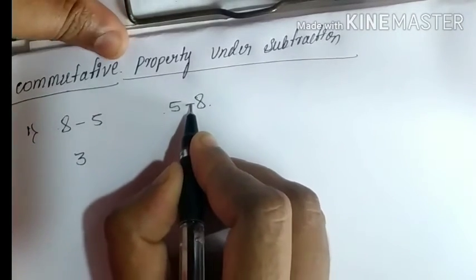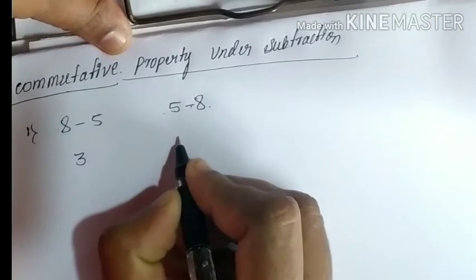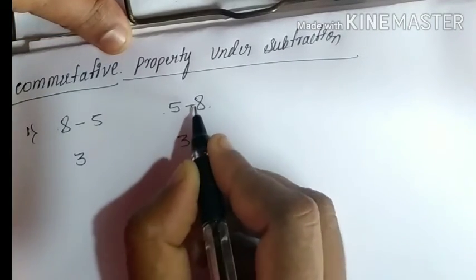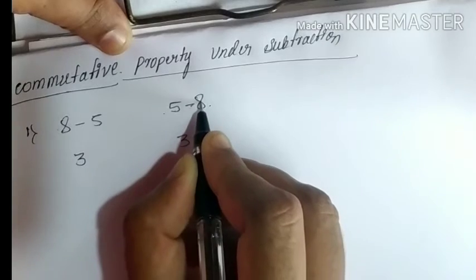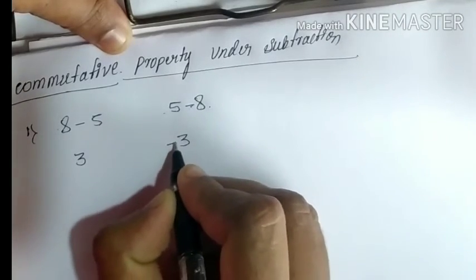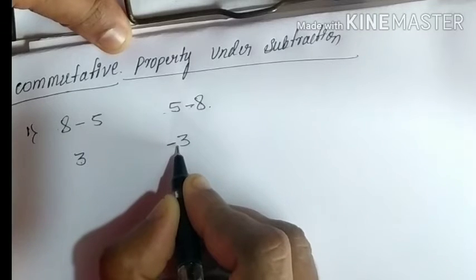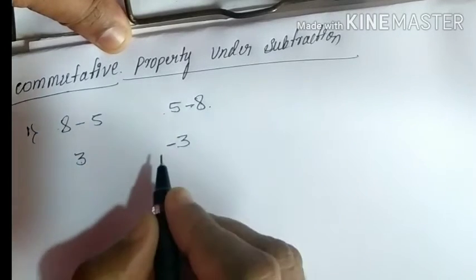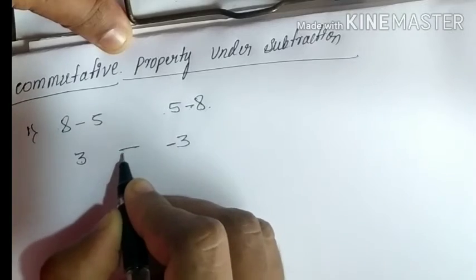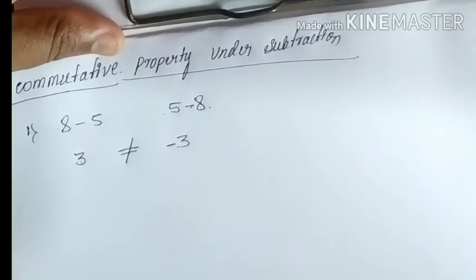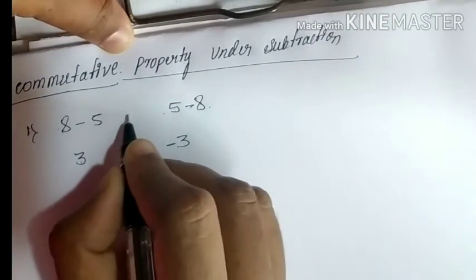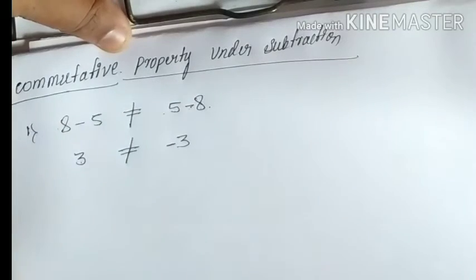Plus and minus gives minus, so you have to subtract the numbers. But here, the highest number has which sign? Minus sign, negative sign: minus 3. Are plus 3 and minus 3 the same? No, right? Then both answers are different, so it is not equal. Therefore 8 minus 5 is not equal to 5 minus 8.